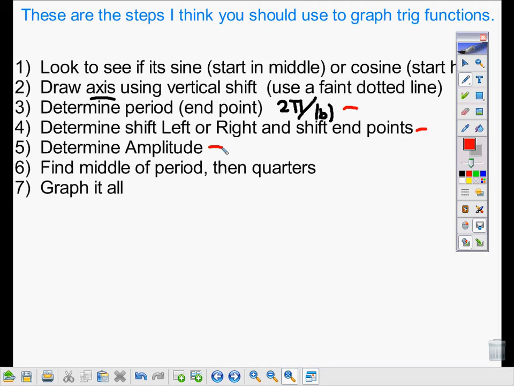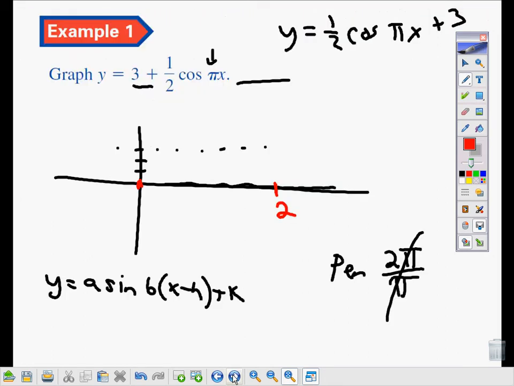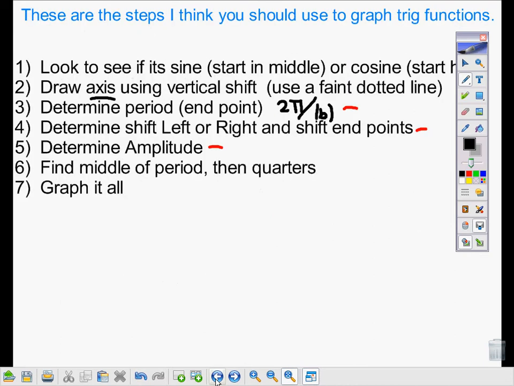Determine amplitude. This is kind of something I do in my mental head. So what's the amplitude? Mike? 1/2. 1/2. So that's this number right there. So instead of going up a full unit, I'm going up half a unit. Okay? So here's the middle. Now let me change back to black here. Here is 4. I'm only going up to right there, which is 3.5, and I'm only going below to like 2.5. Between these little arrows here, this distance, that's going to be 1 because I'm going half up and half down from the middle axis. So I got that down, determine amplitude, find middle of period, then quarters.